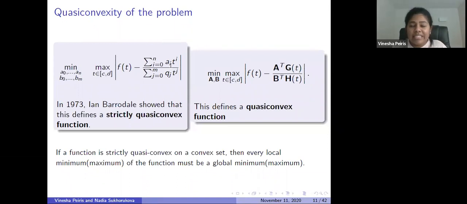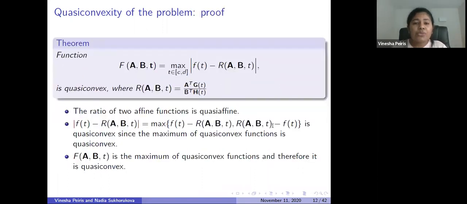So in 1973, Ian Barrodale showed that the classical rational approximation problem, where we construct approximations using a ratio of polynomials, defines a strictly quasi-convex function, but the generalized rational approximation problem defines a quasi-convex function. So we use this fact of the quasi-convexity of this problem to develop the bisection method for this generalized rational approximation problem. So this is the proof for the quasi-convexity of the problem.